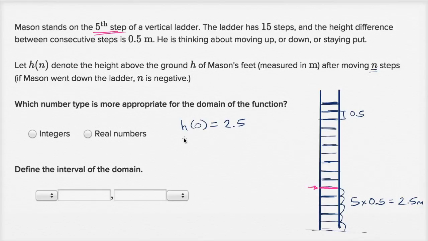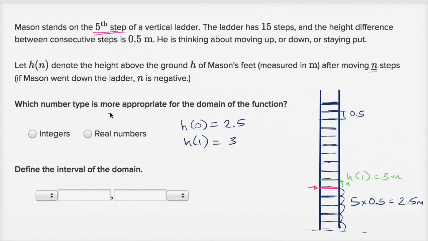If I said h of 1, that means he goes up 1 step. So here n would be equal to 1. If he goes up 1 step, h of 1, he's going to be 0.5 meter higher, so that is going to be equal to 3 meters. We could keep doing that for a bunch of different inputs. But anyway, that's not what they're asking us about.